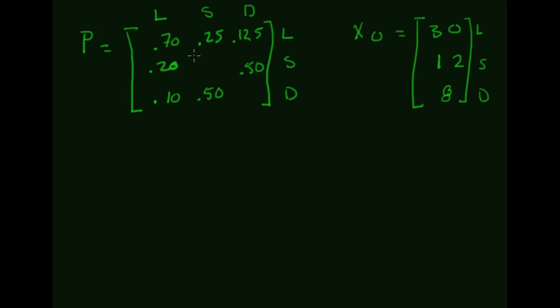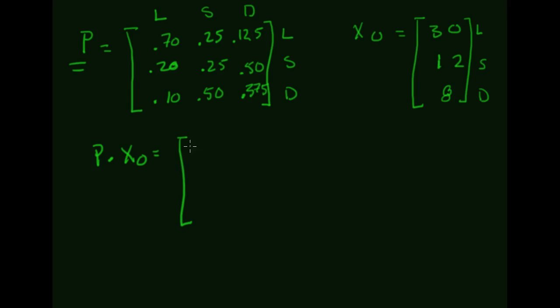So this is going to be 70% of Los Angeles stay in Los Angeles. 25% of St. Louis stays in St. Louis. And if I have 12.5 and 50%, 37.5%, I think is correct, are staying in Dallas. So if I take that P matrix and multiply it by the X null matrix, I get the result for 8 hours later, because this is an 8-hour transition, according to the problem.